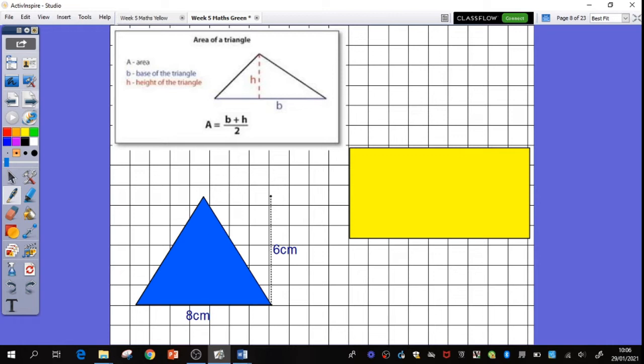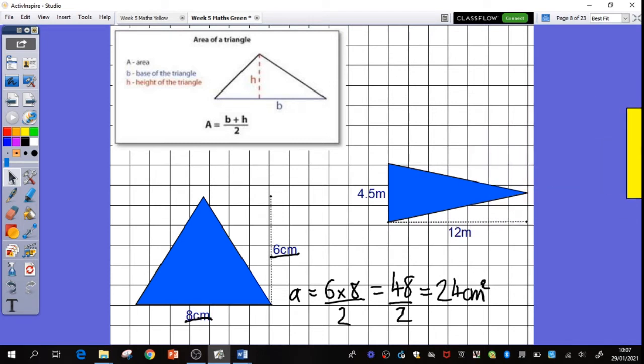So here is my triangle. Its base is 8. Its height is 6, so now I'm going to figure out what its area is. So let's think of the formula. Height is 6, so area equals 6 multiplied by its base, which is 8, and divided by 2. So I know that 6 times 8 is 48, and if I divide 48 by 2, I get 24 centimetres, and when we're working with area, it's still squared. 24 centimetres squared.